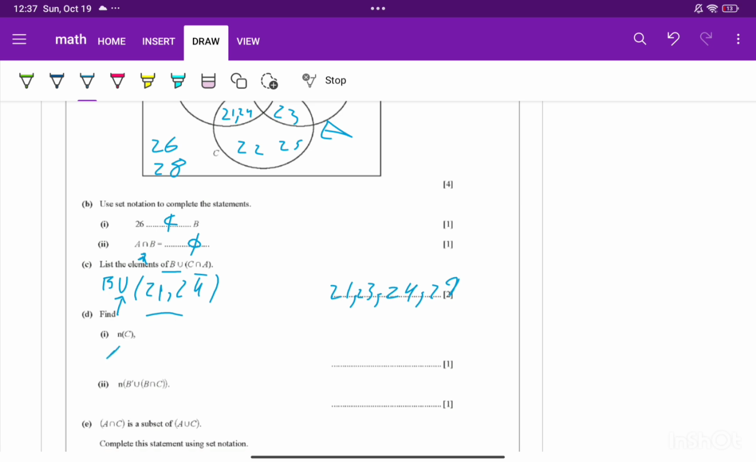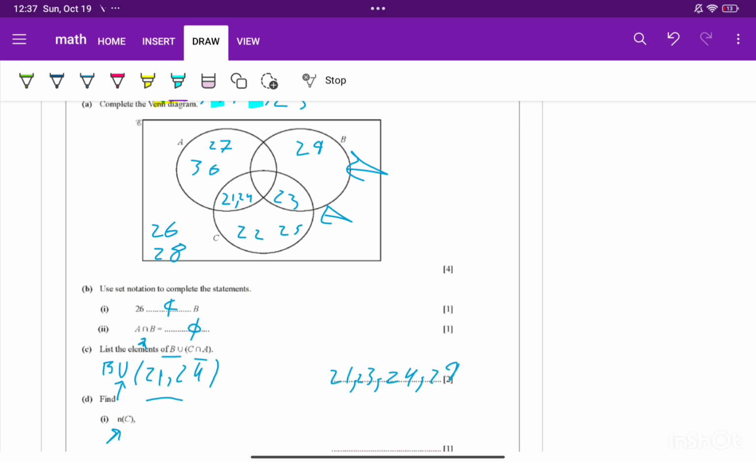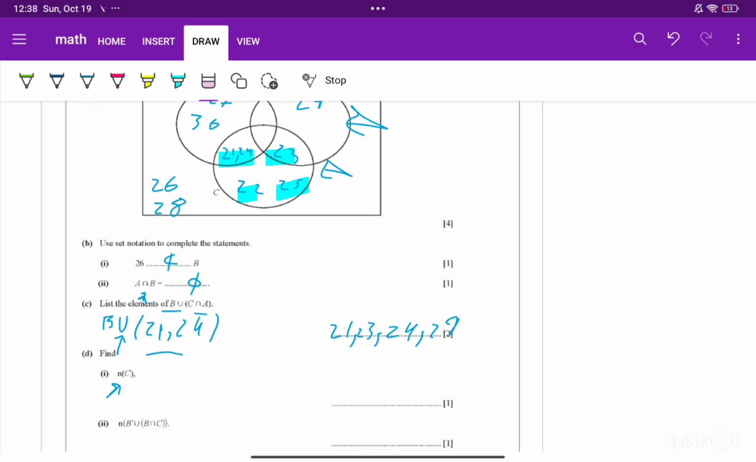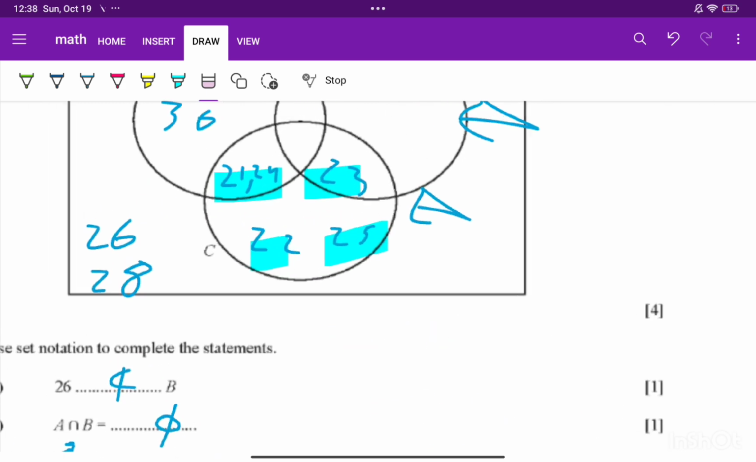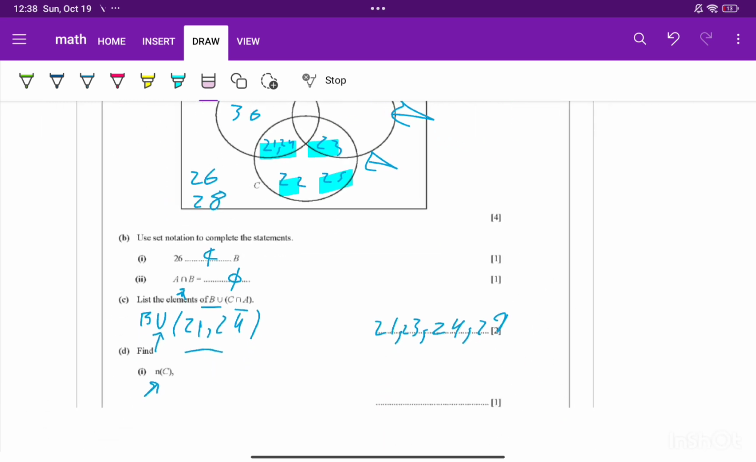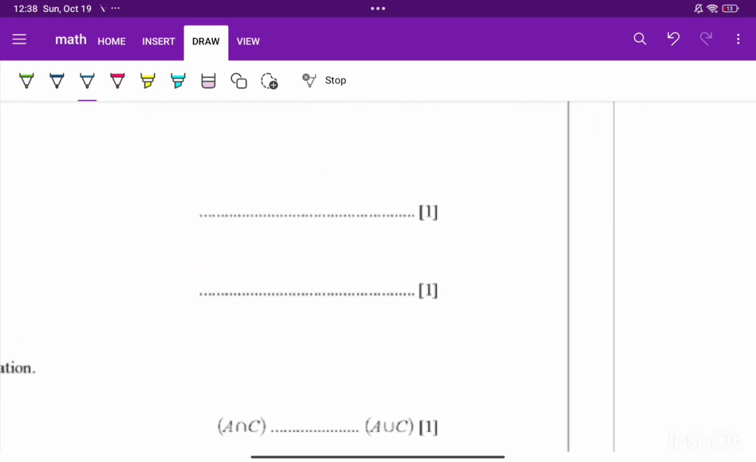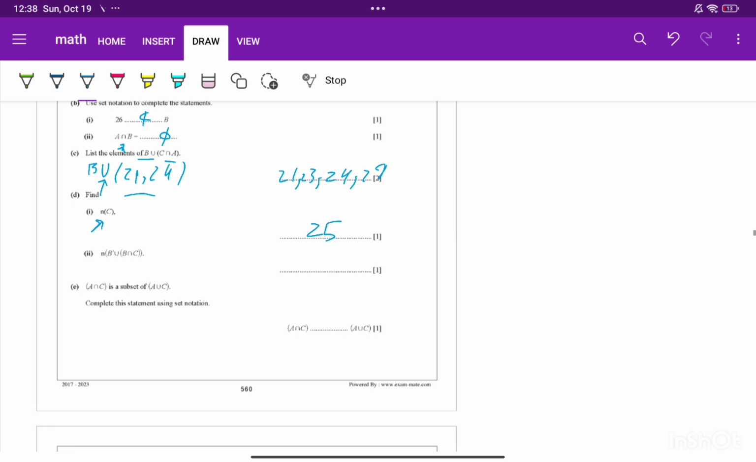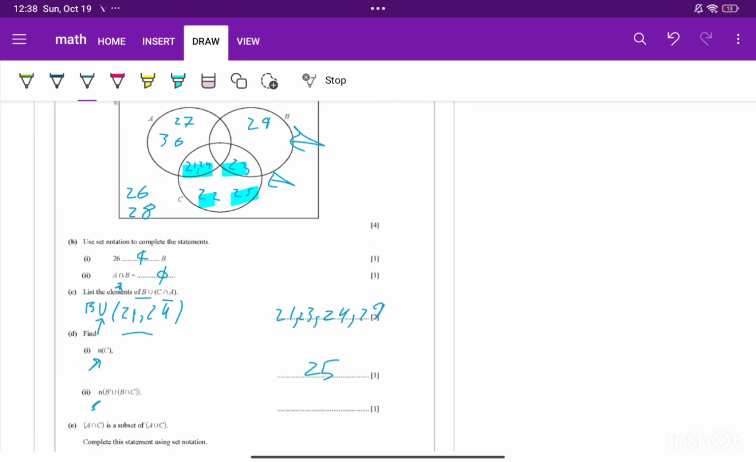So whenever there is an n with C or with B, anyone, it tells us how many numbers are present. So in this it says how many numbers are present in set C. So in set C there are 5 numbers: 1, 2, 3, 4, 5. So we will write, okay, 5 numbers.